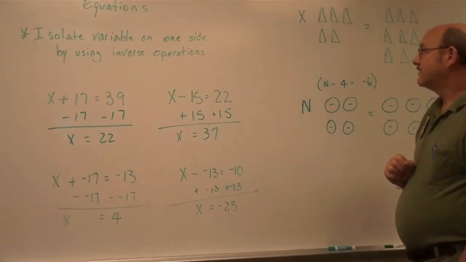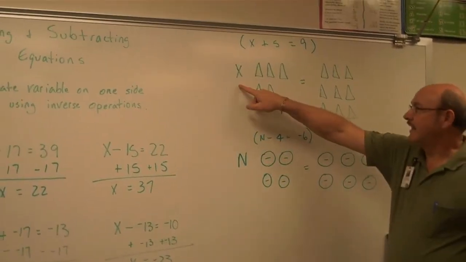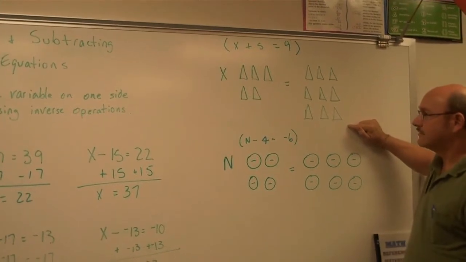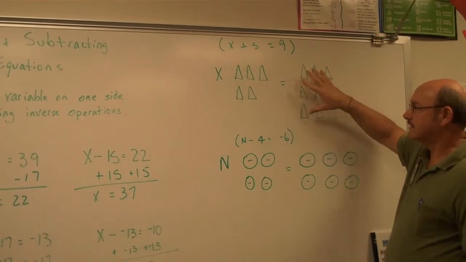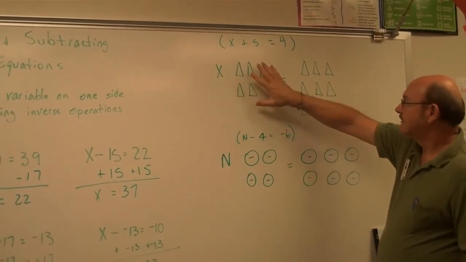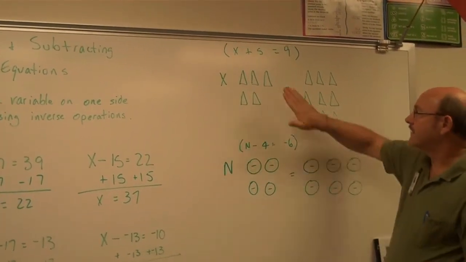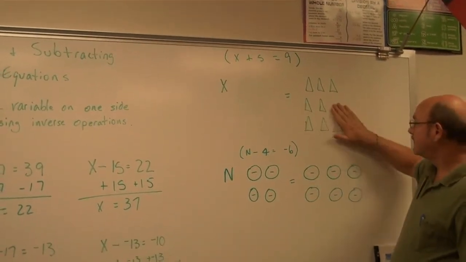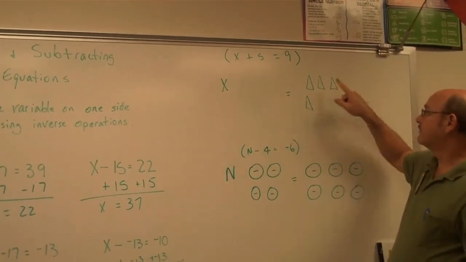Okay, one last thing. We also look at these with models. So we have an x and 5 triangles equaling 9 triangles. So this is actually saying x plus 5 equals 9. I do it the same way. I need to get rid of 5 triangles to get x by itself. I'm going to get rid of 5 triangles. I've got to do the same thing over here. Got to get rid of 5 triangles. That tells me x is equal to 4.